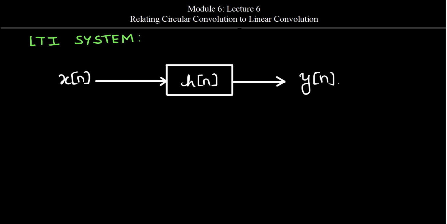Now in this lecture, let us consider a linear and time invariant system with impulse response h of n. So we have a discrete time system with input x of n and output y of n. Now we know that the input-output relation is given by the convolution operation. So we have y of n given as x of n convolved with h of n. So this is the convolution operation.